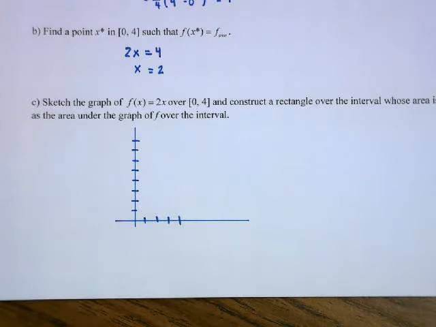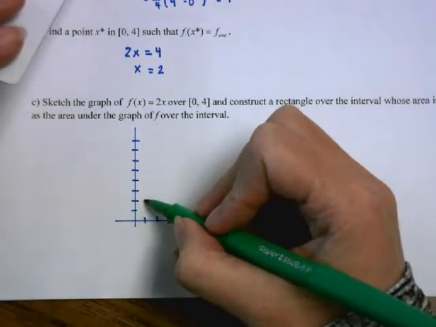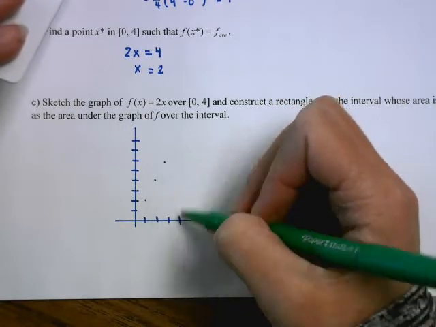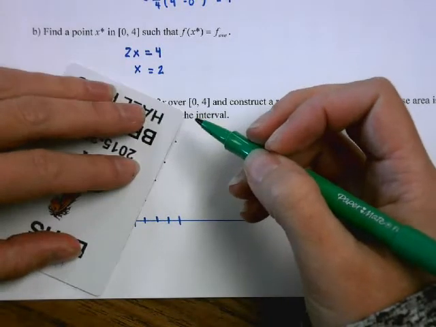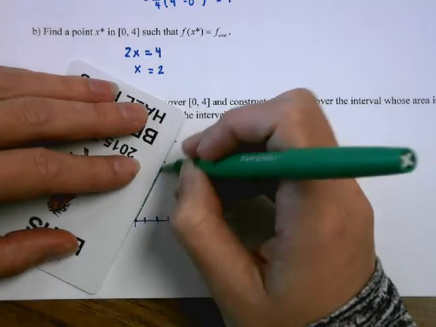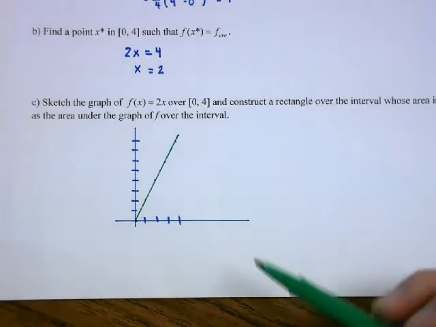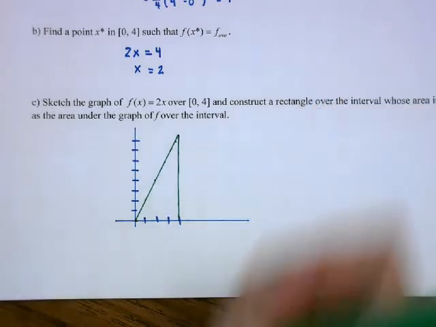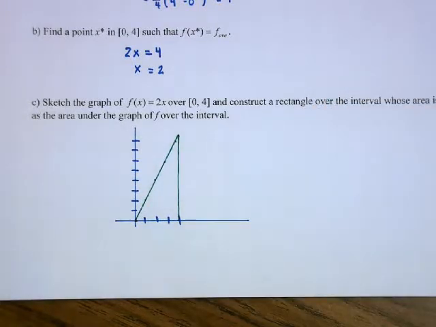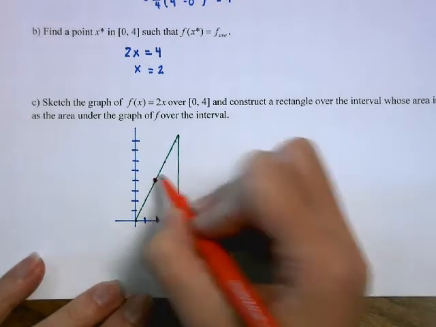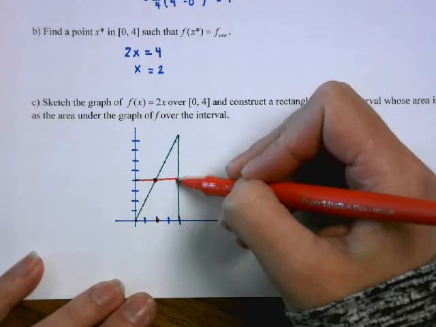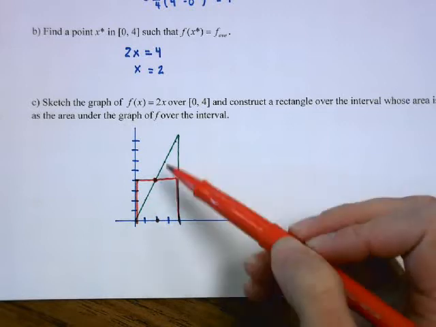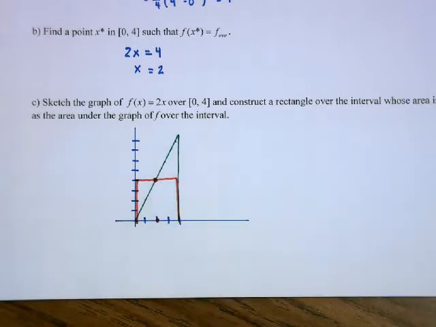Okay, so we're going to graph 2x. So there's the graph of 2x from 0 to 4. The rectangle whose area is going to equal this triangle is at 2. There's our rectangle. So it should make sense that the area of this rectangle would equal the integral area from 0 to 4.